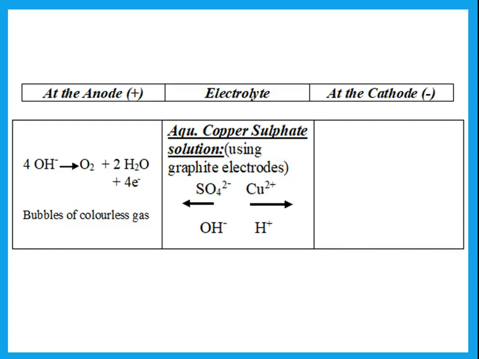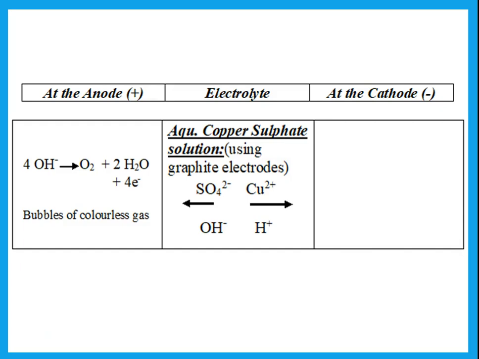At the cathode, which ions go to the cathode? The positive ions, copper 2+ and H+. Now, I have a choice between copper 2+ and H+. Which one reacts? Remember, when we said I have a choice between Na+ and H+, we said the Na+ doesn't want to react. So it is the H+ that took the electrons.